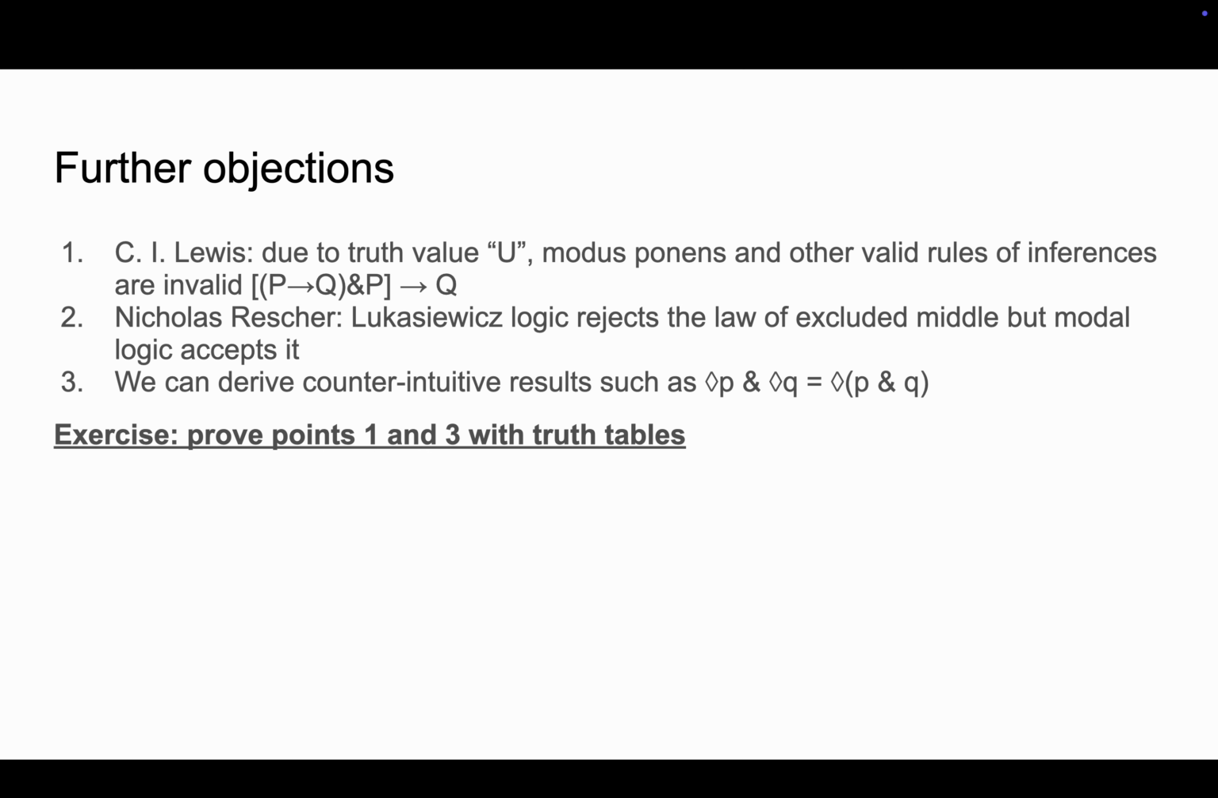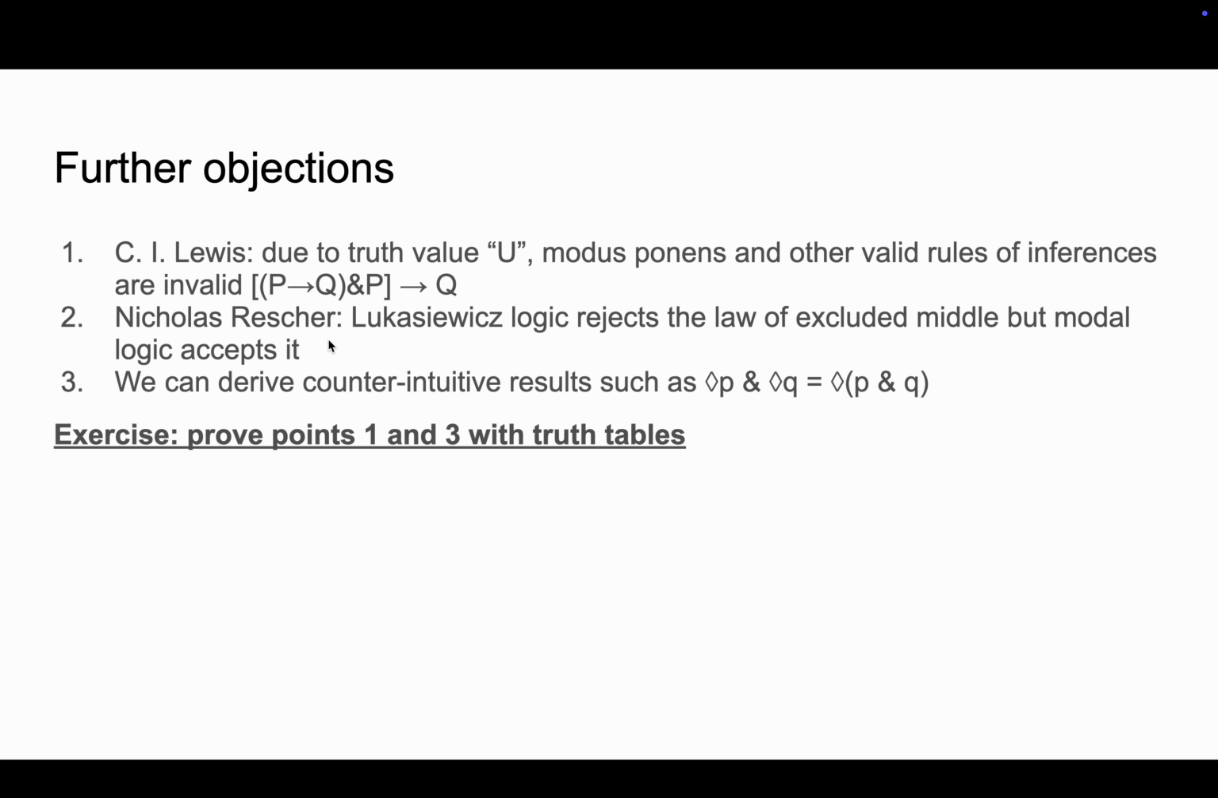There are also further objections to this system. An example is C.I. Lewis's objection that modus ponens and a lot of valid rules of inference are invalid in Lukasiewicz logic or in the Tarski-Lukasiewicz mapping. Modus ponens can be formalized in this form: if P then Q, and P is true, therefore Q. This is a statement of modus ponens. An exercise is to prove that modus ponens is invalid in three-valued logic.